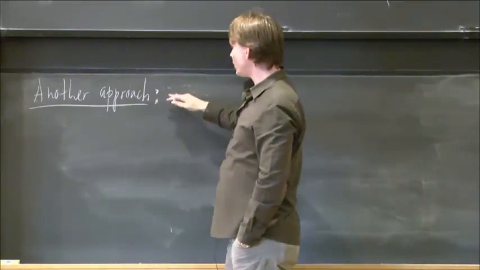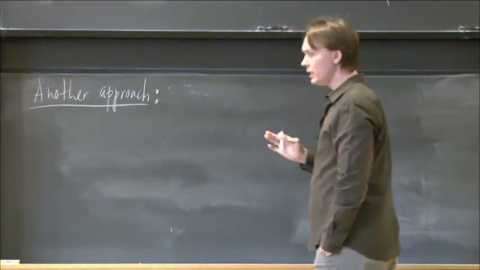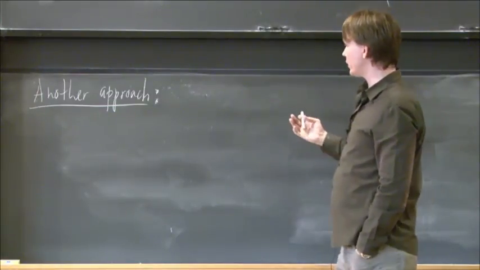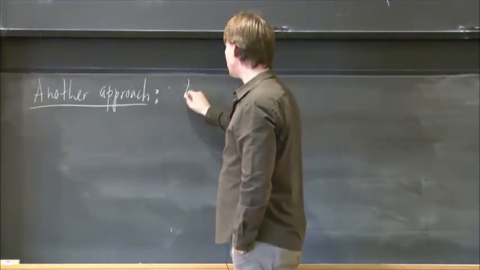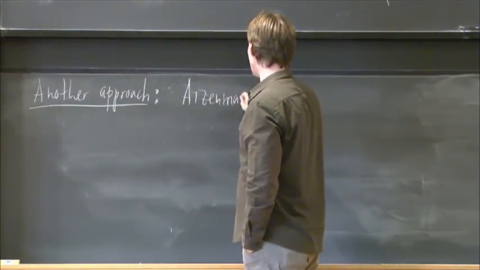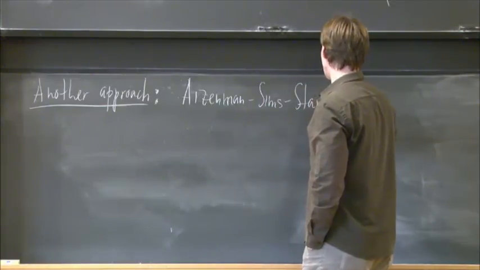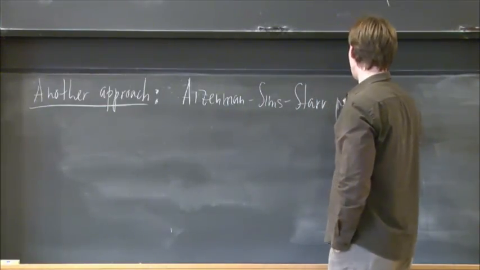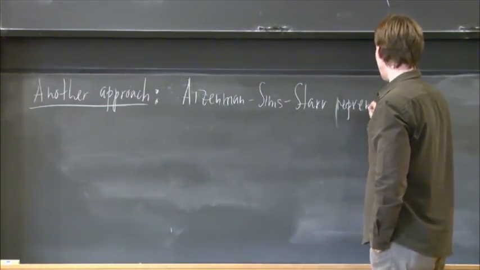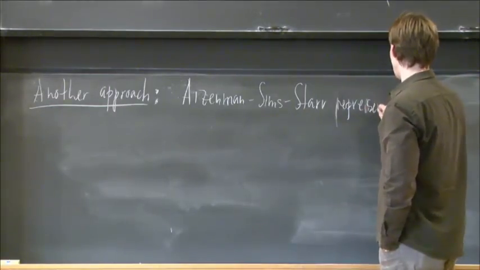So another approach is to use, for the lower bound, a different representation for the free energy. The basic idea, so this is called the Aizenman-Sims-Starr representation, which I'm not going to write.